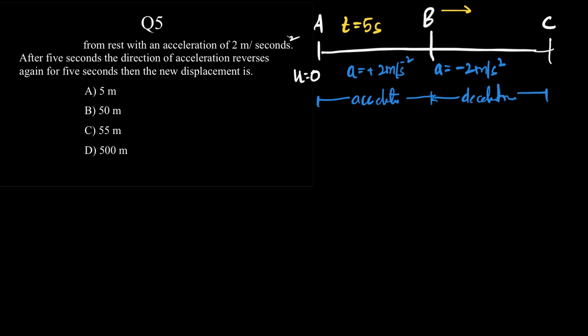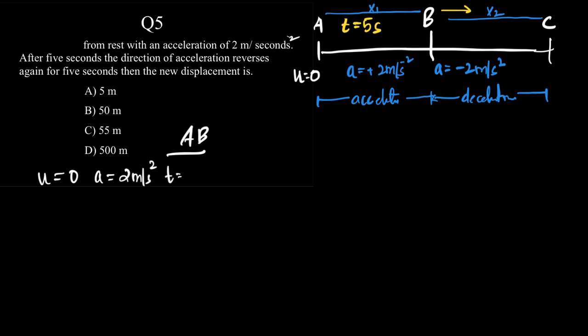Okay. Now, let us say displacement is AB in first case and displacement is BC in the next case. Okay. And let us call that as say x1 and x2. Now, for the motion along AB, what is given? U is equal to 0, a is equal to 2 meter per second square, time is equal to 5 seconds, and we have x1.